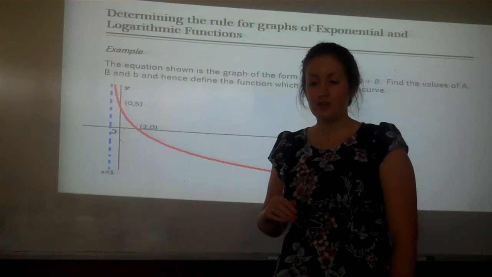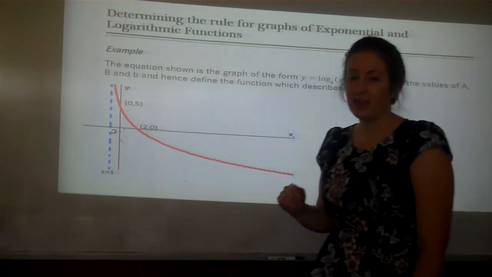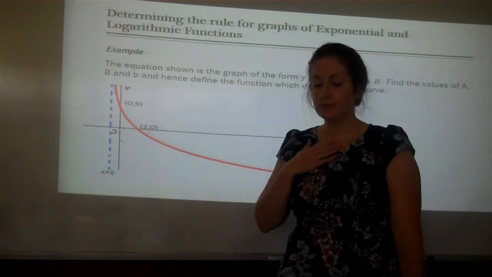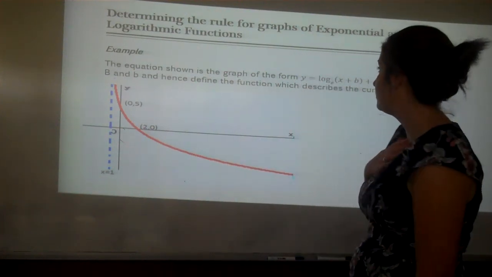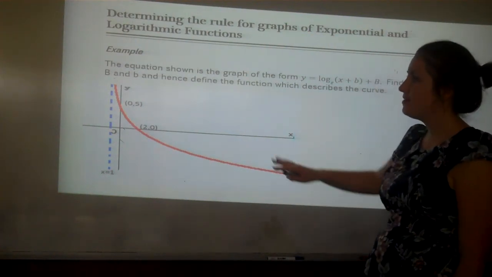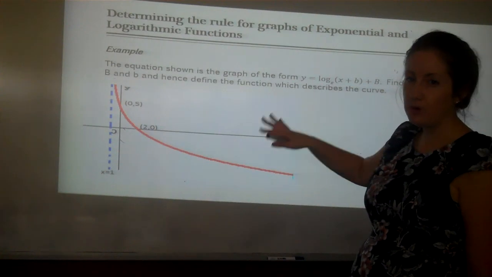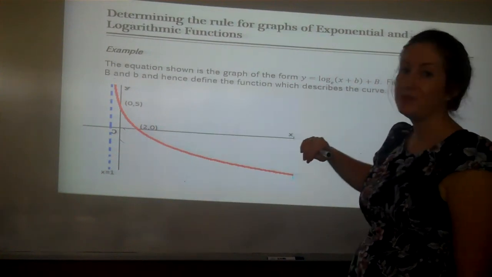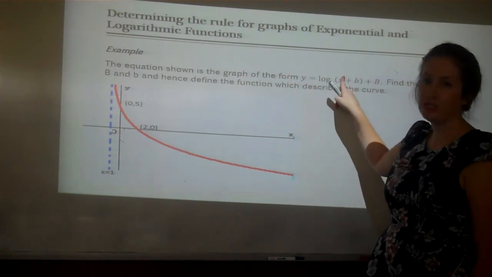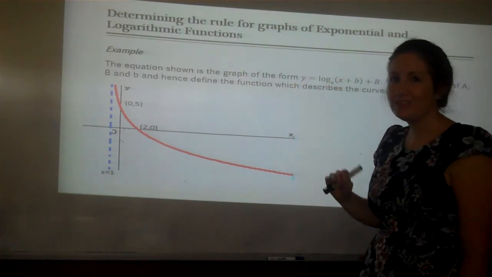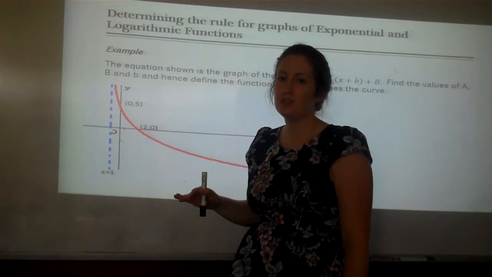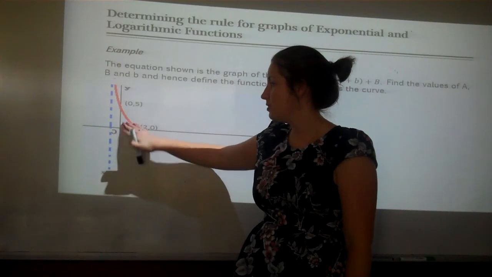The next thing is how do we determine the rule for graphs of exponential and logarithmic functions. And we're using the same strategies we've used for any of our other functions we've looked at. One of the main things to determine if you're given a graph is first of all whether it's a log graph or whether it's an exponential graph. In this particular example, it tells us that it's an equation of this form. However, even if it doesn't, we should be able to figure out if it's a log graph or an exponential graph based on where the asymptote is.